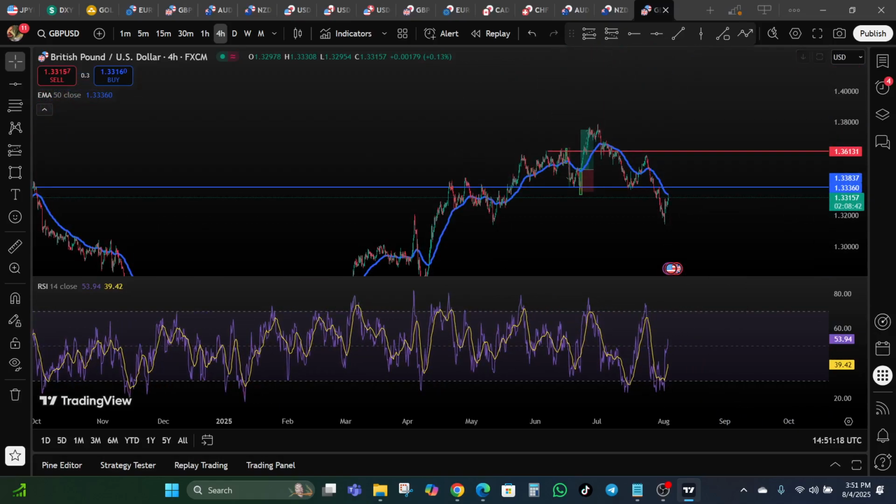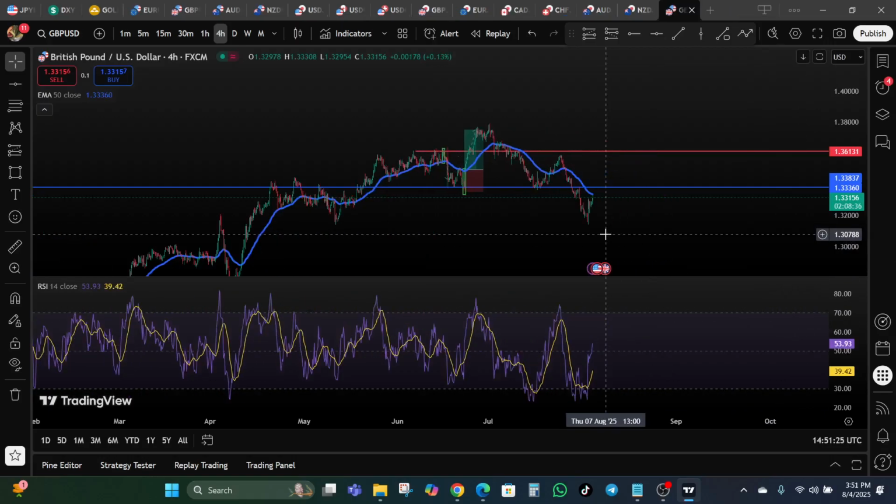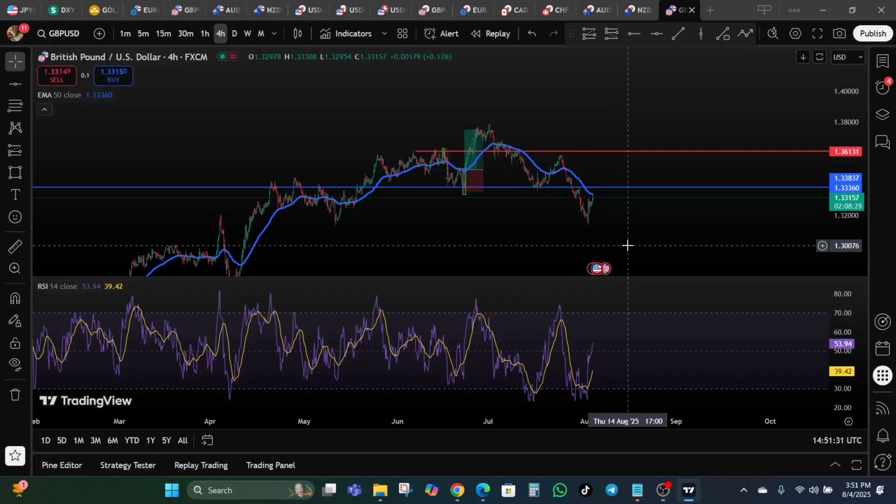This strategy performs best during London and New York sessions when volume and volatility are high. Avoid choppy consolidations or low volume periods. Stick to trending environments where engulfing candles are more likely to signal momentum continuation.